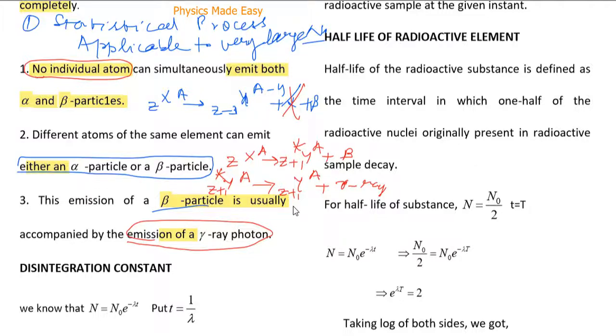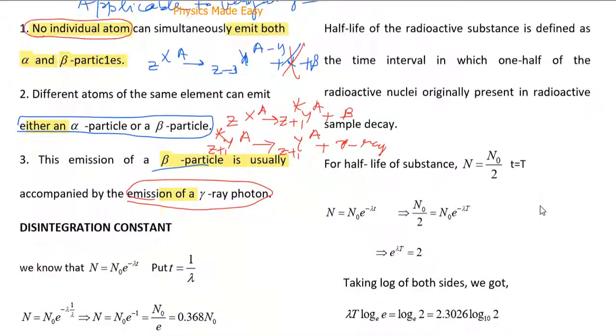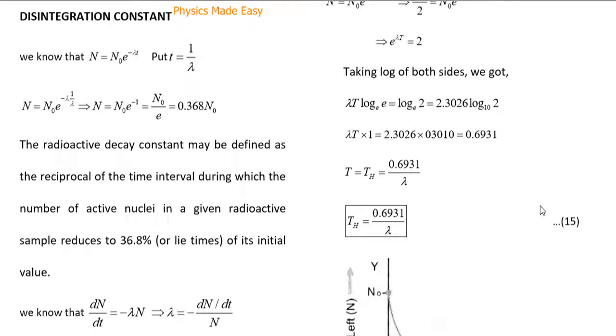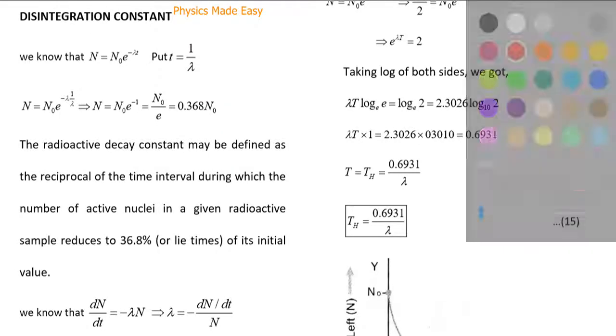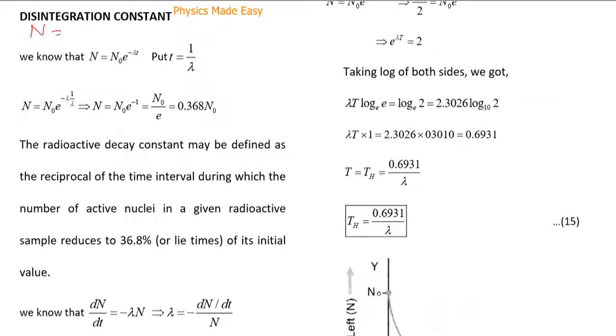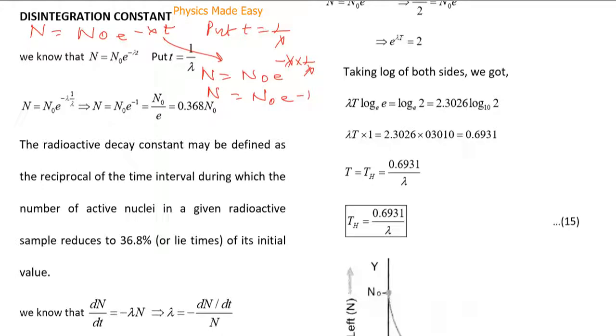And now we shall be doing decay constant. Decay constant is very important. We know the decay law in simple form as N is equal to N naught e raised to power minus lambda t. Now I will put t is equal to 1 by lambda. So this equation will become N is equal to N naught e raised to power minus lambda into 1 by lambda. They cancel out. N is equal to N naught e raised to power minus 1, or N is equal to N naught by e.